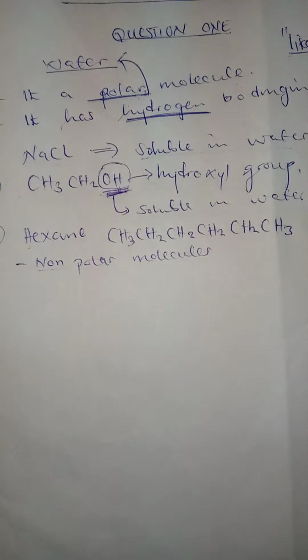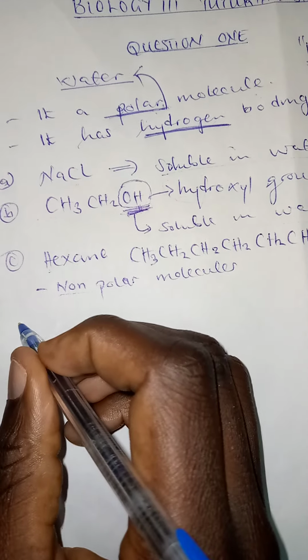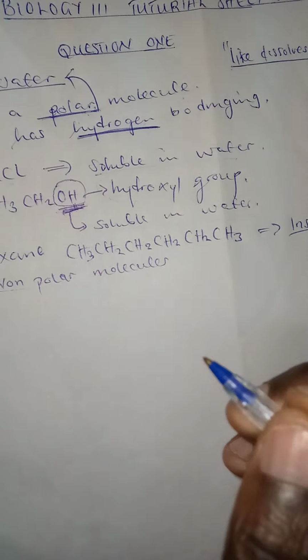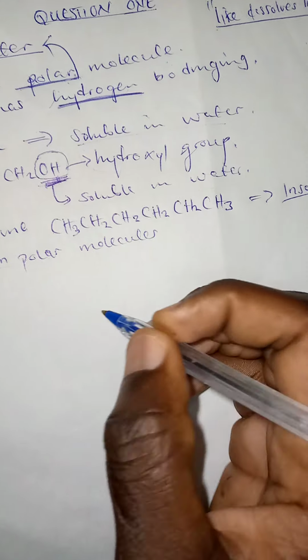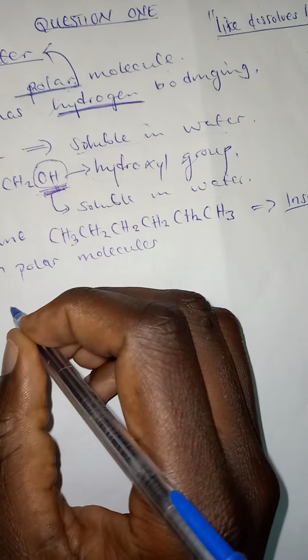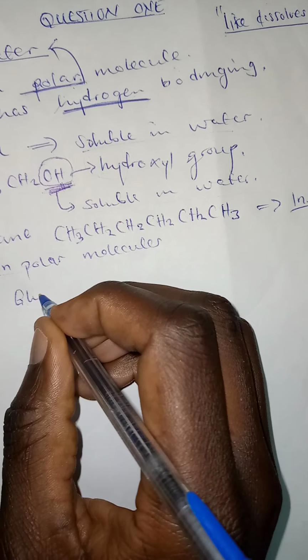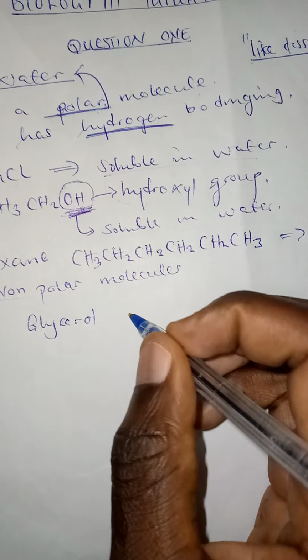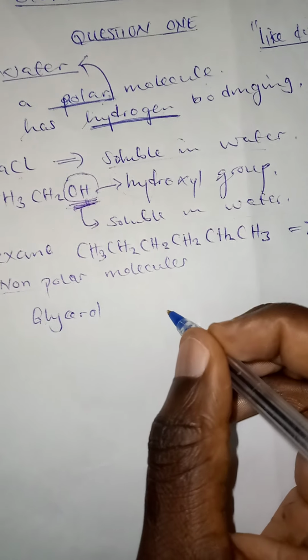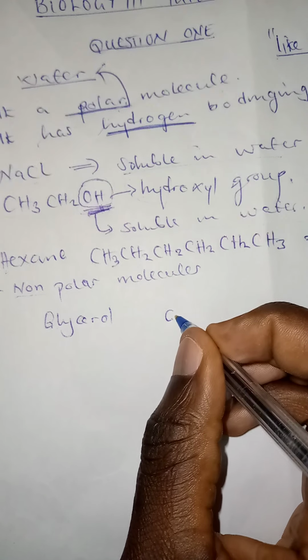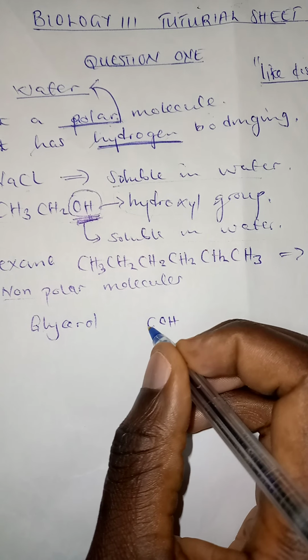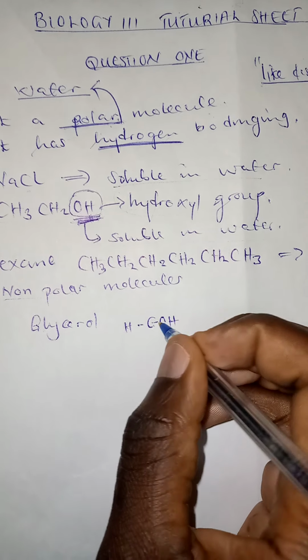I think we can move on because these questions are just simple like that. Question D is asking us to identify whether glycerol is soluble. This is your glycerol, like this. The general formula for this one is this. Write it like this. Let me write it like this.